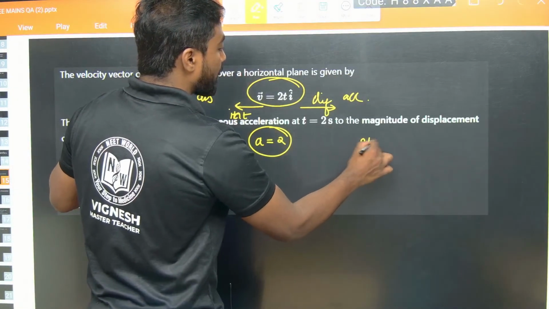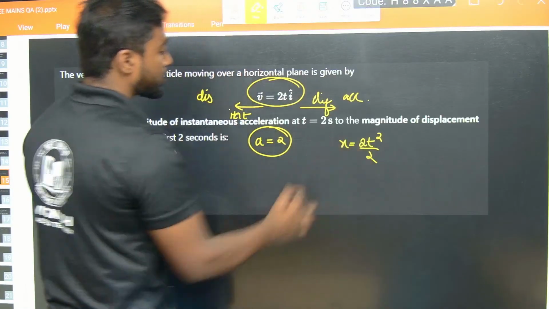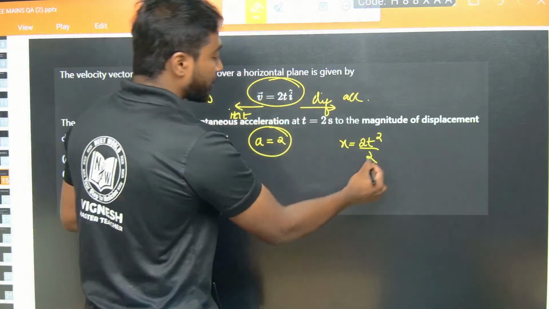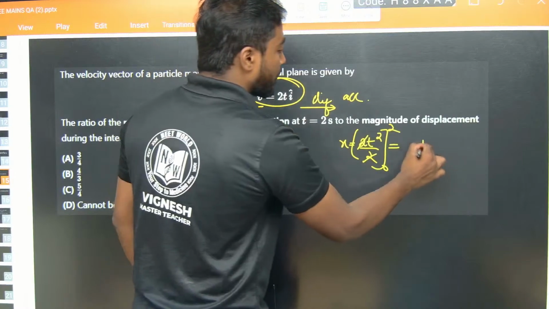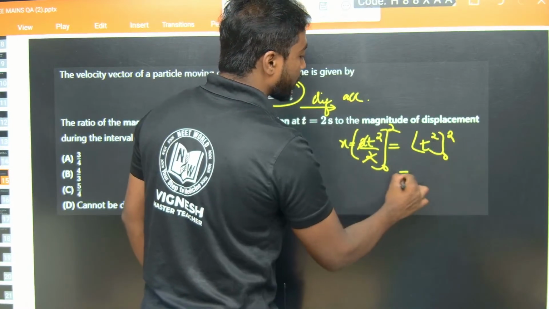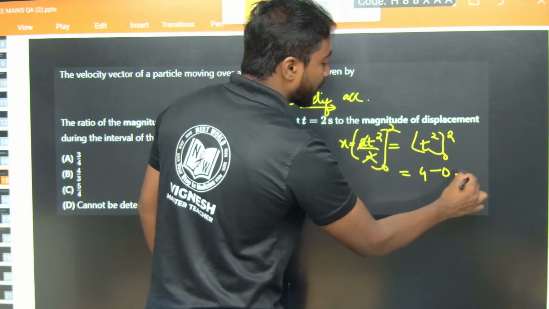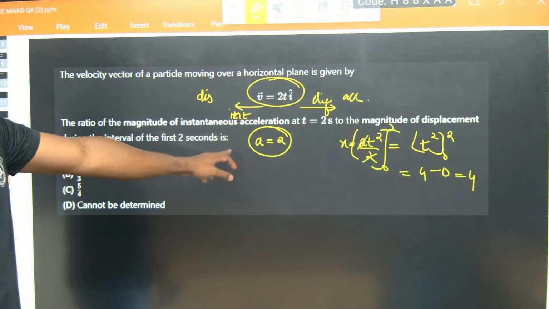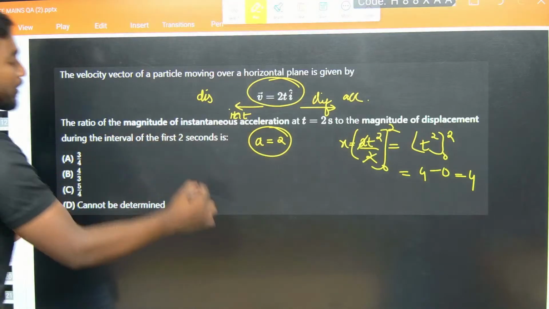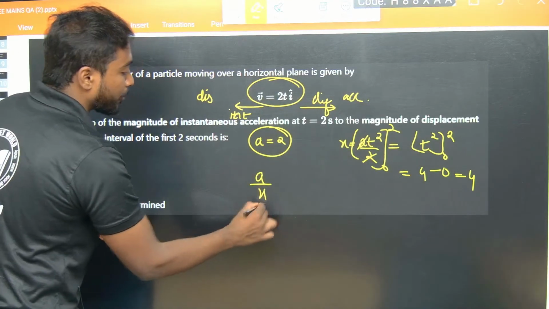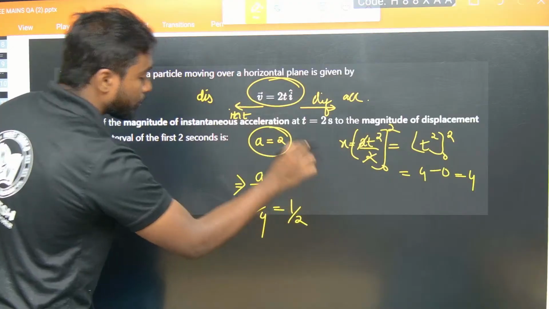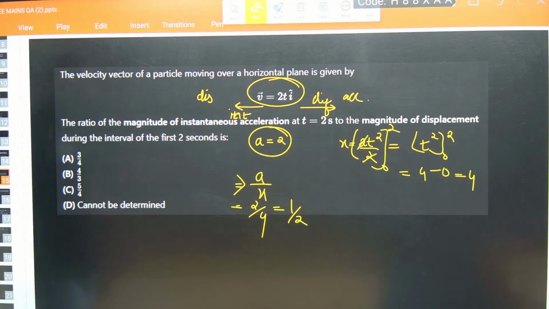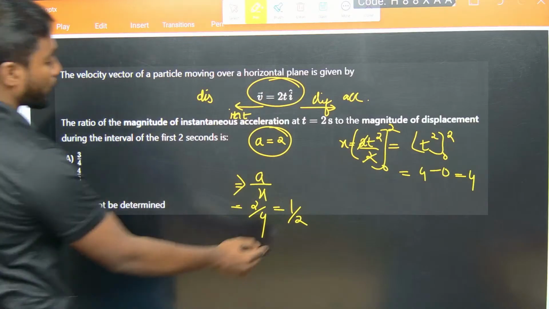So it is 2t square by 2, right? So x will be equals to 2t square by 2. So 2 and 2 will get cancelled. So from where to where they are asking? 0 to 2, right? So t square should be from 0 to 2, where it is 4 minus 0, which is nothing but 4. So displacement is 4, acceleration is 2. So what they are asking? They are asking acceleration to displacement, the ratio. So what is acceleration? 2, displacement is 4, so it is 1 by 2. So given options are 3 by 4, 4 by 3, 5 by 4, cannot be determined. So there is no option of 1 by 2.